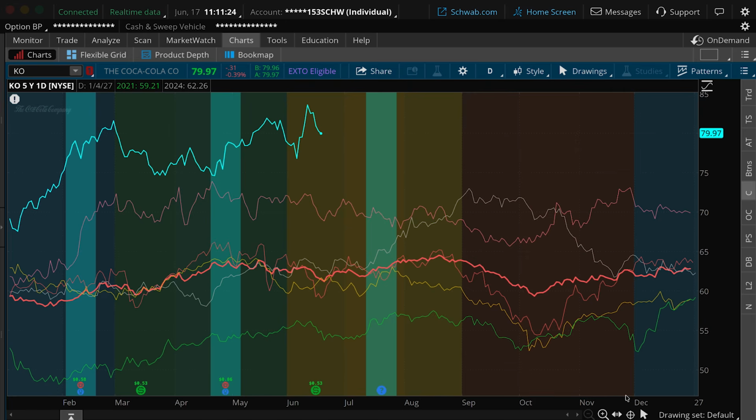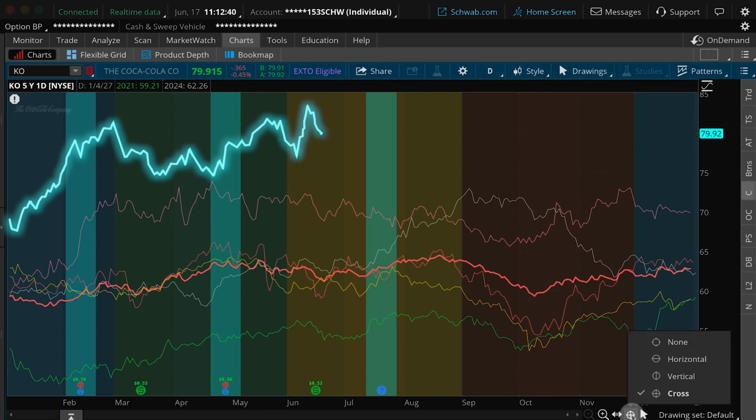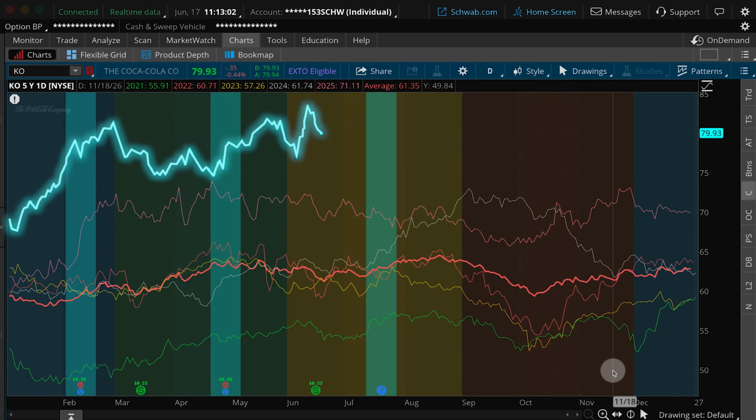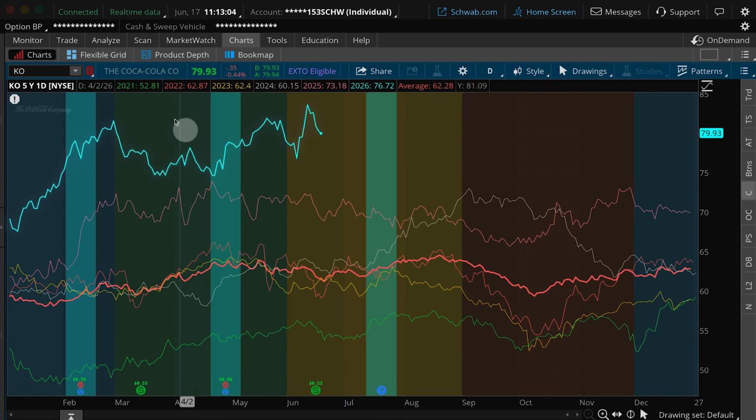Now, let's talk about the price lines. The short blue line is the current year. The other thin lines are the prices for the last 5 years. Using a vertical line for the pointer, you can see the years for the different lines color-coded to the labels just below the name of the stock.